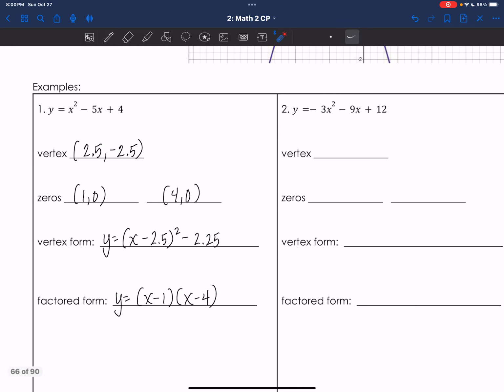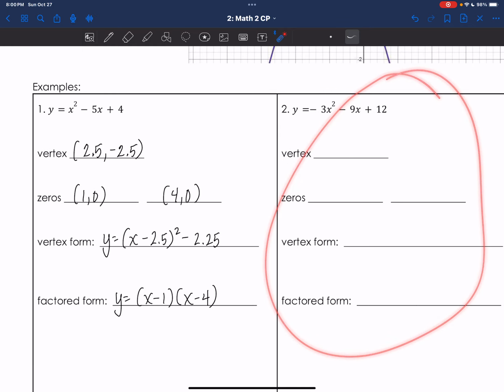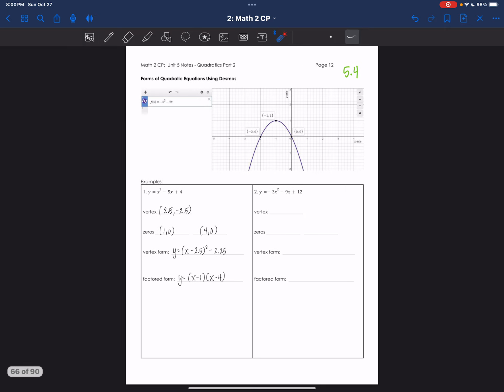So what you're going to do is go on Desmos and enter in the answers for that. And then that is how you do quadratic equations in different forms.